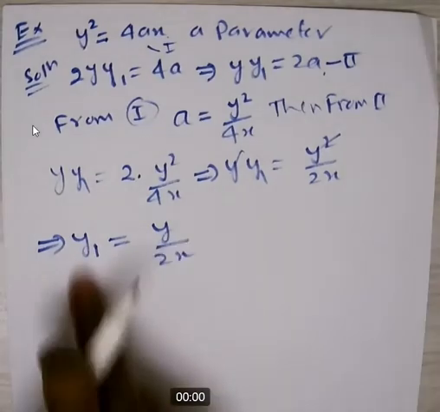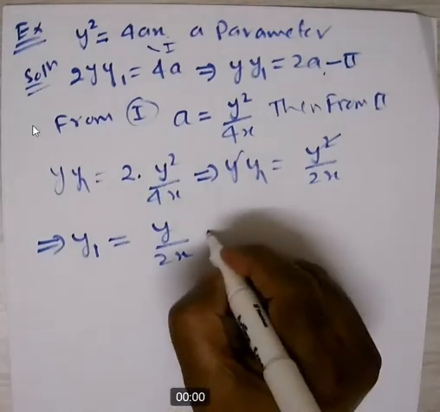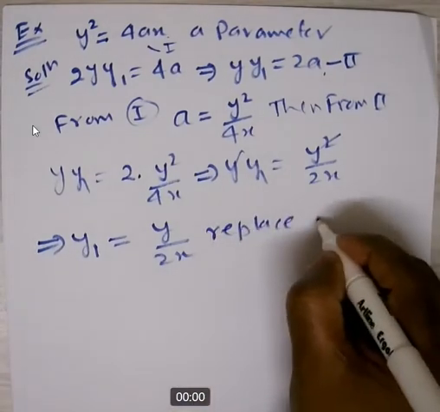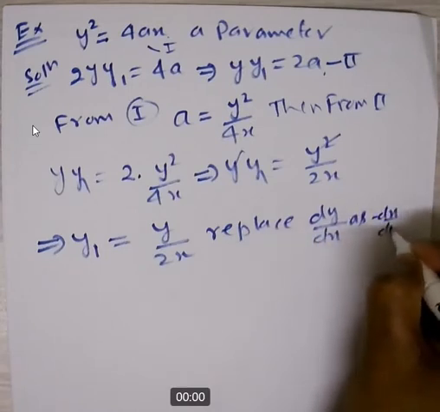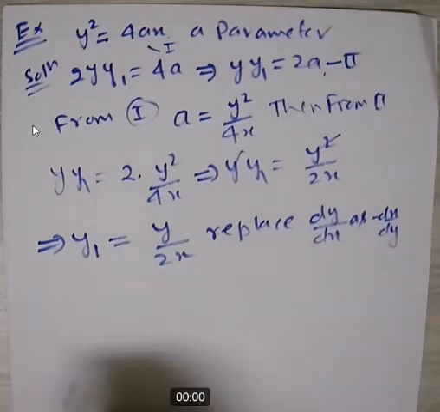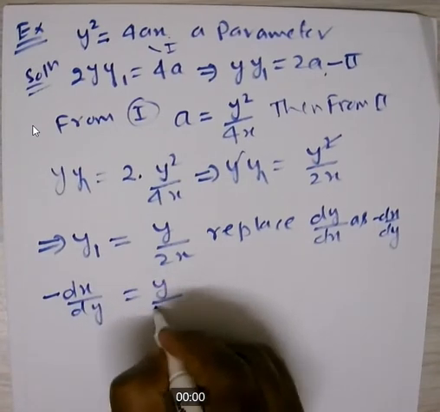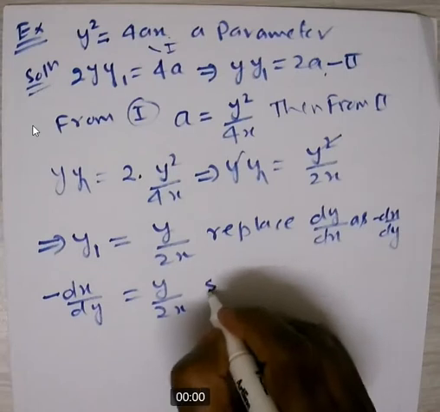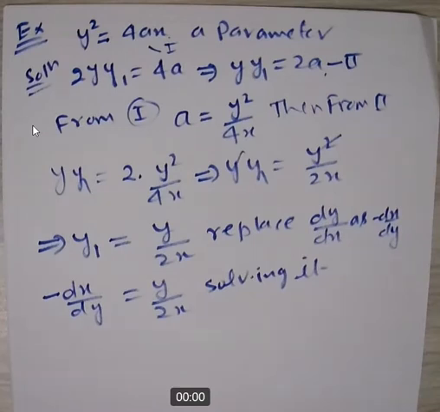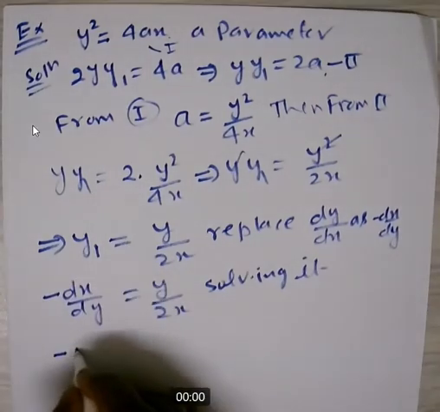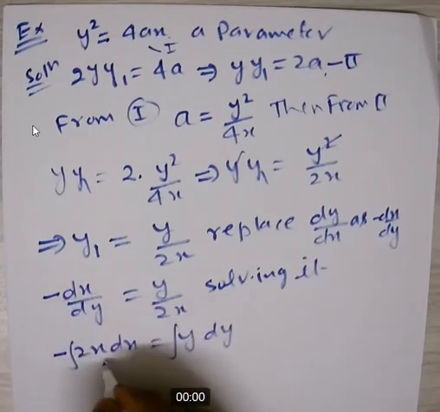Now see that one, there is no parameter or constant, so this is the formation of the differential equation. So now replace dy/dx as minus dx/dy. It becomes minus dx/dy equal to y divided by 2x, and solve it. Just use the cross multiplication, it becomes minus 2x integration dy equal to y, minus 2x integration dx is equal to y.